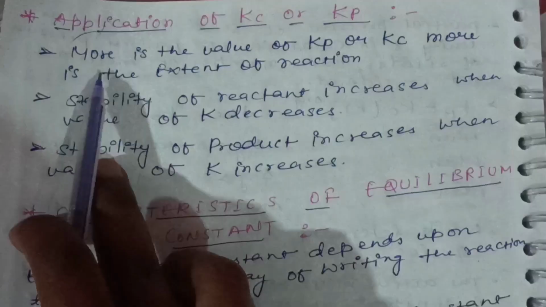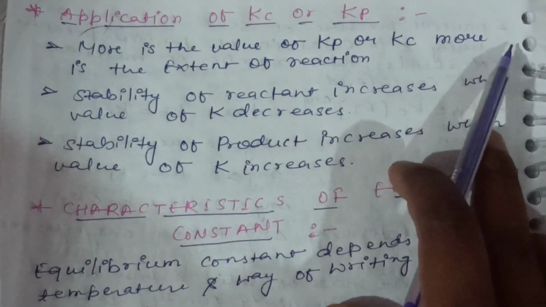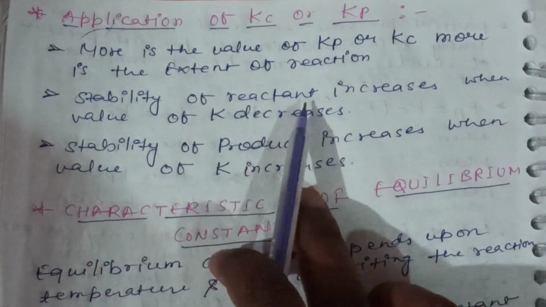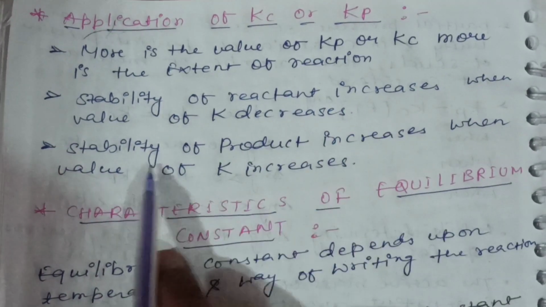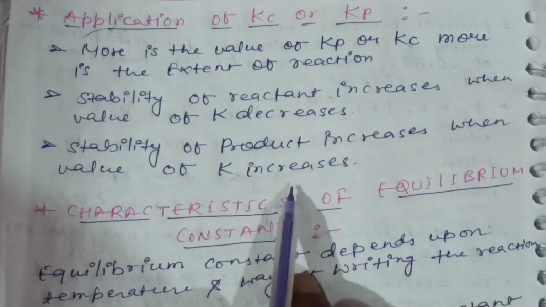Applications of Kc or Kp. The greater the value of Kp or Kc, the greater the extent of reaction. Stability of the reactant increases when the value of K decreases. Stability of the product increases when the value of K increases.